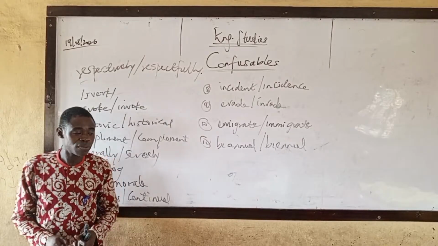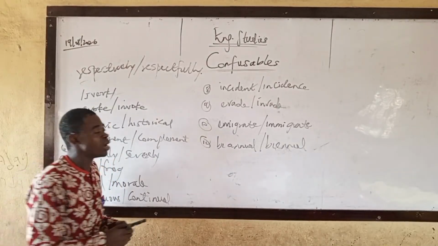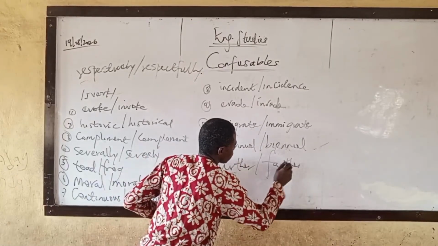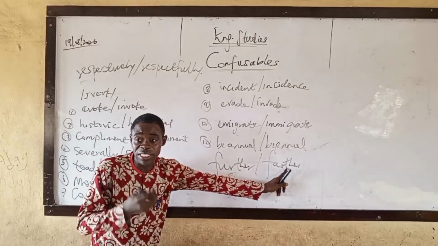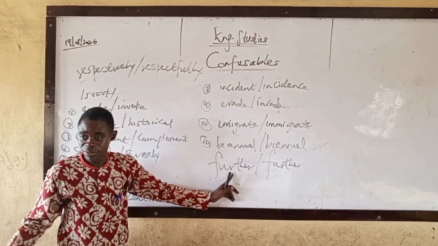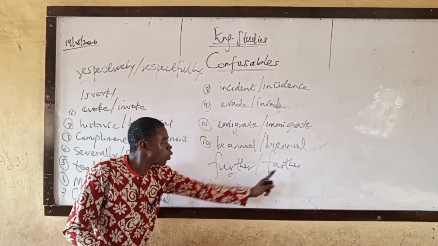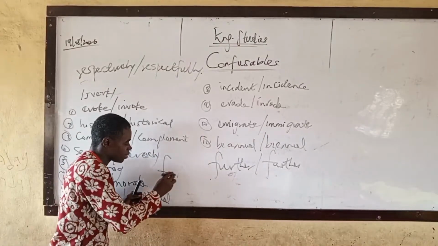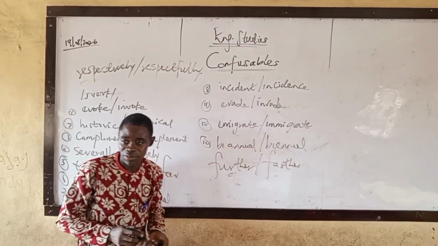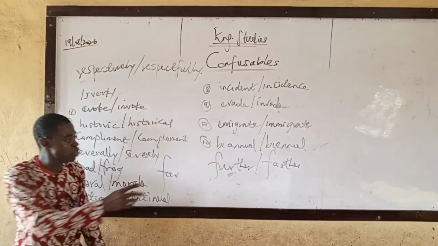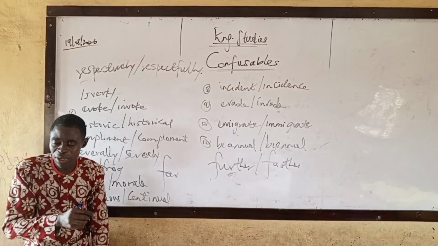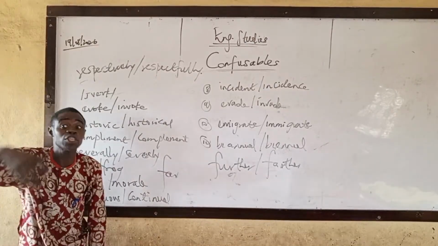Number 1. What is the difference between further and farther? Further talks about non-physical distance, and farther talks about physical distance. They are both comparatives of far: far, further, farther, furthest, farthest. I will use this in a sentence: after I explained to them the meaning of a noun, I further went ahead to give them some examples.